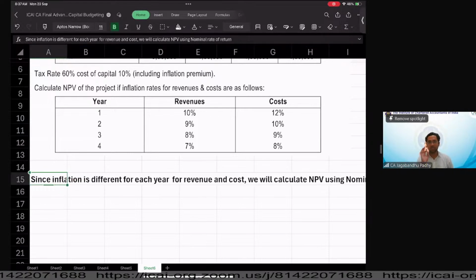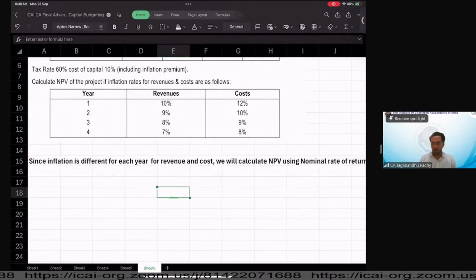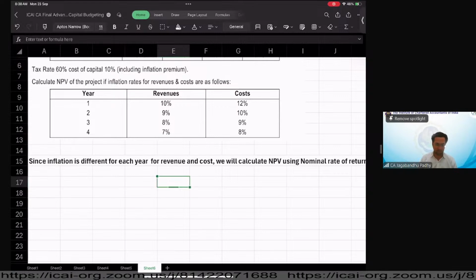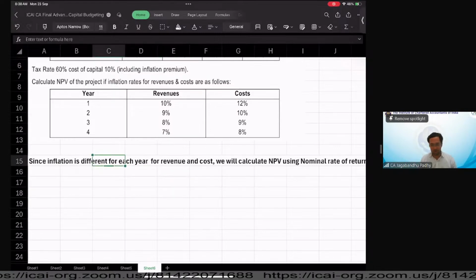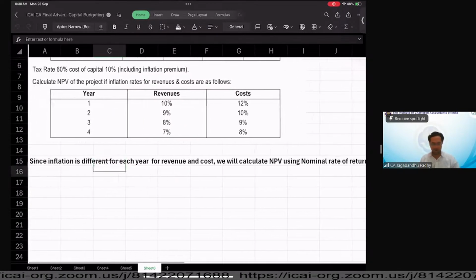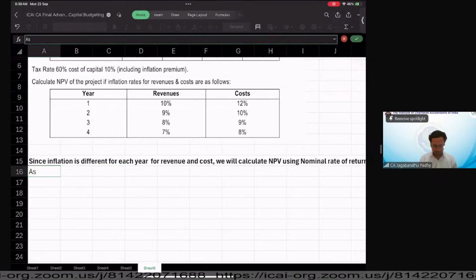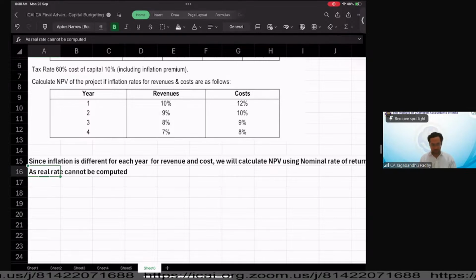Okay, I hope this is very well registered in your mind that since we cannot calculate the real rate, we will not be able to use the real rate of discount. So since inflation is different for each year for revenue and cost, we will calculate NPV using the nominal rate, as the real rate cannot be computed. Okay, so the nominal rate is given. That is what we are going to use to discount the cash flows. Now, how do we get the nominal rate?